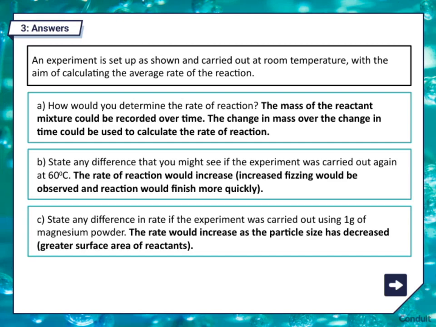Let's look at how we'd measure the rate of this reaction. One way is to record the mass of the reactant mixture over time, then calculate how quickly that mass changes. Now, if we used 1 gram of magnesium powder instead, the rate would increase. That's because smaller particles mean more surface area for the reaction to happen on. And if we raised the temperature to 600 degrees Celsius, the reaction would speed up even more, you'd see more fizzing, and it would finish faster.